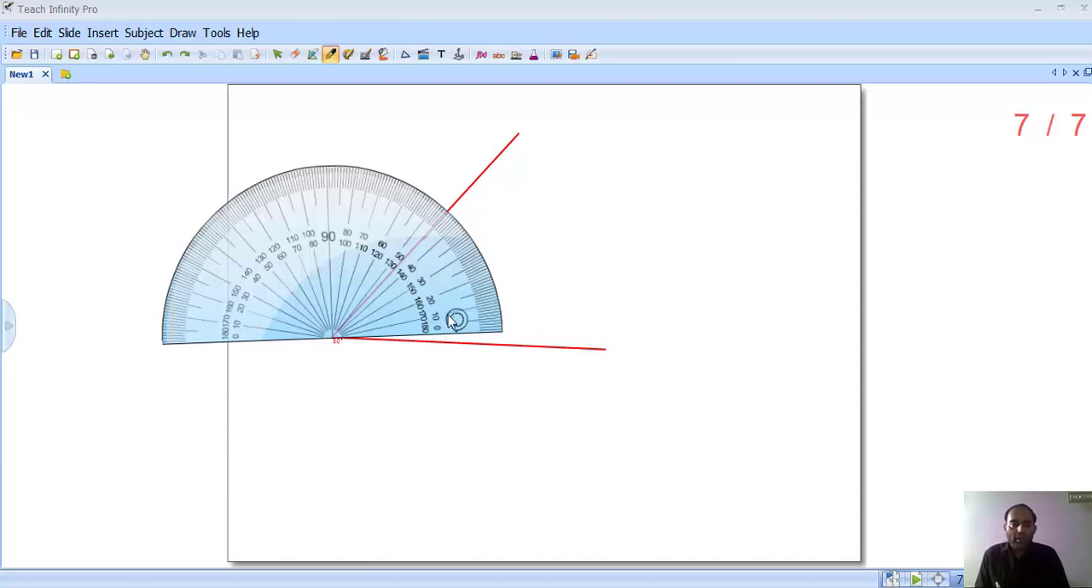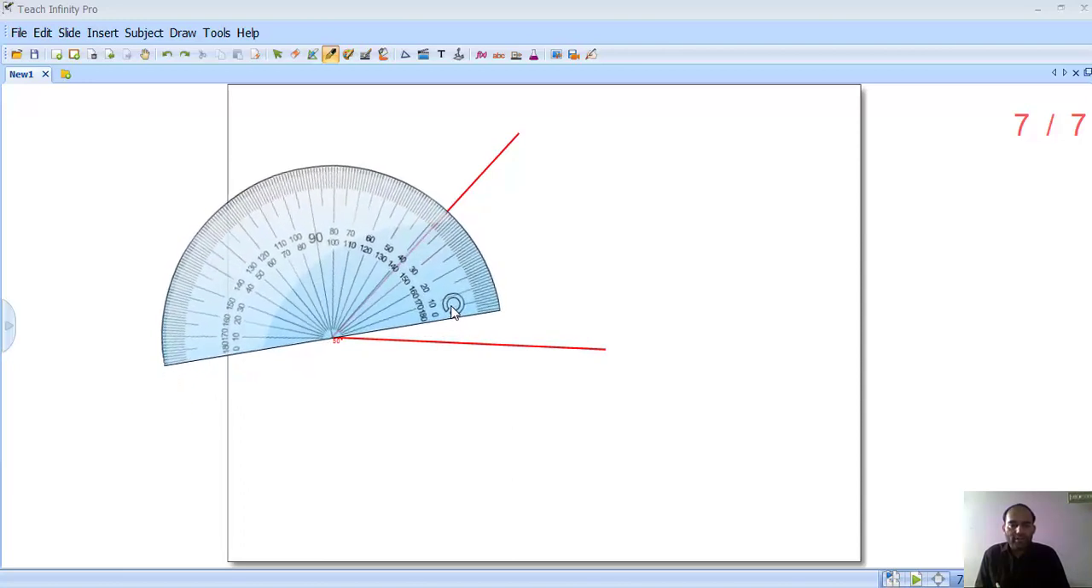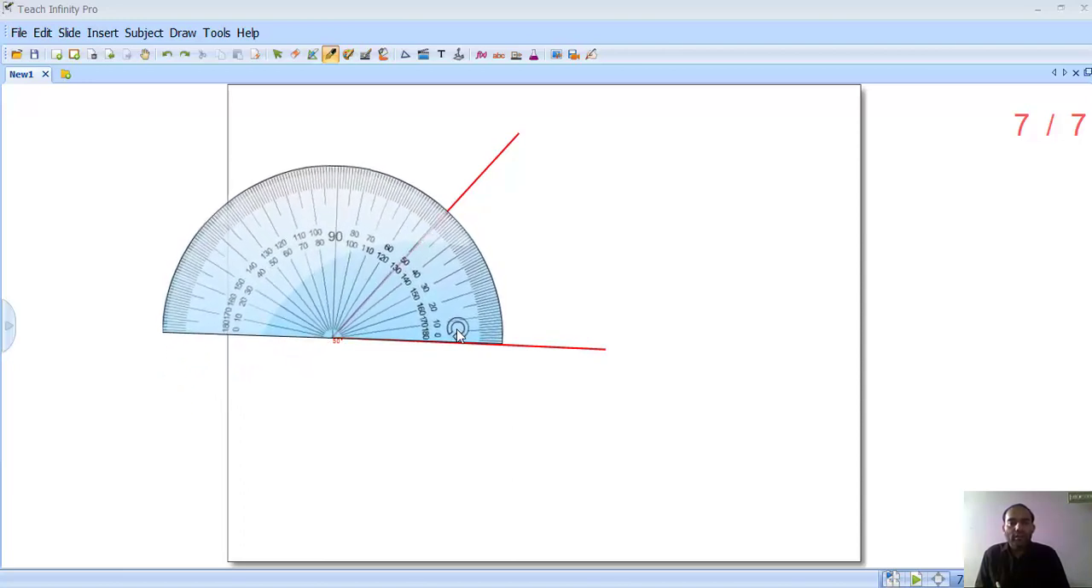What is the second step? You have to adjust your protector in a way that one zero line should be overlapping with one line of the angle. One zero line, or one reference line, of the protector should be overlapping with one line of the angle. Now one line of the angle is overlapping with the zero line. Two steps are completed.